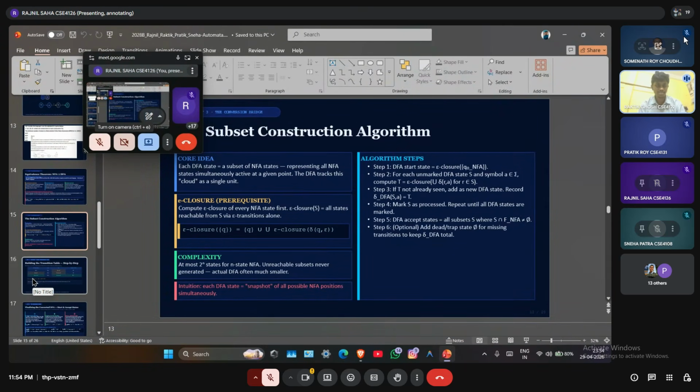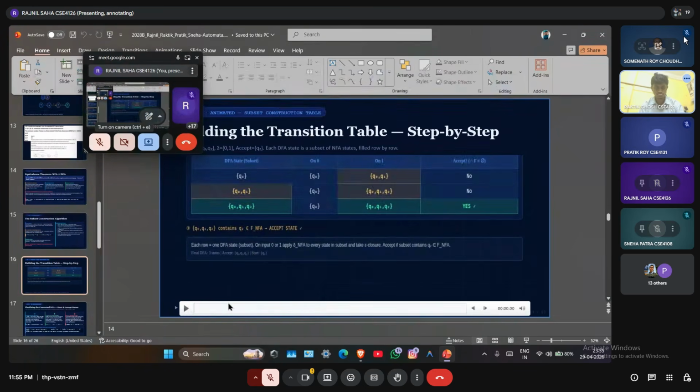We start the DFA at the epsilon closure of the NFA start state, and for each DFA state and each input symbol, we compute where the NFA could move to, take its epsilon closure, and record that as a new DFA state, repeating until no new states appear. Accept states in the DFA are any subset that contains at least one NFA accept state. The maximum number of DFA states is 2 to the power n. But unreachable subsets are never generated, so the actual result is often much smaller. Please move to the next slide.